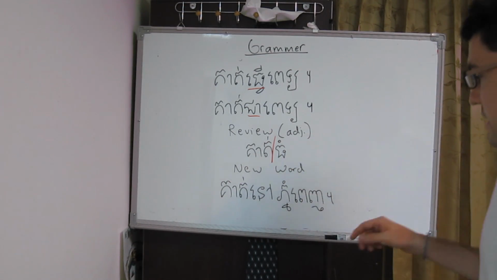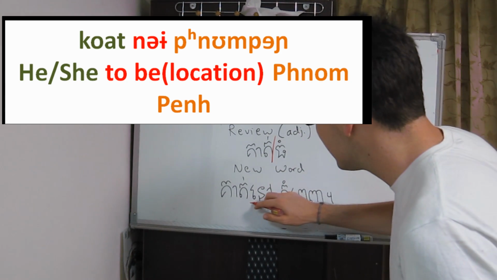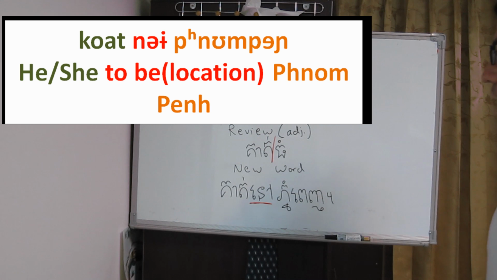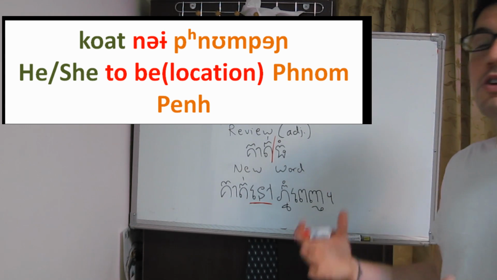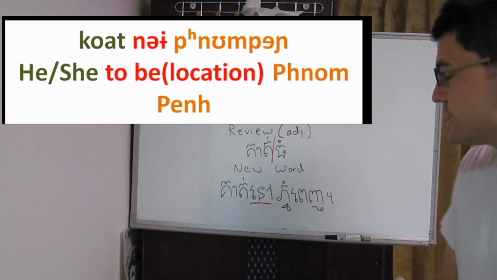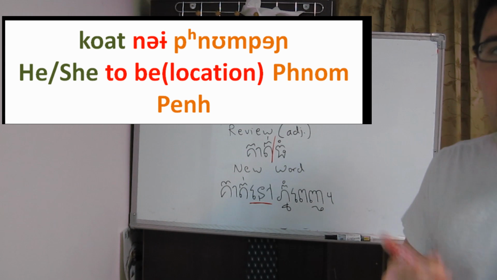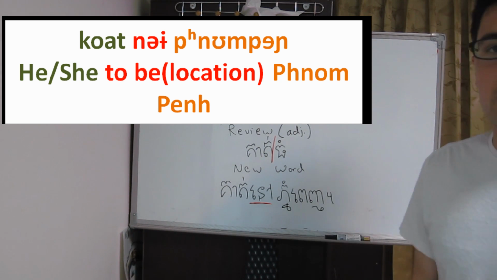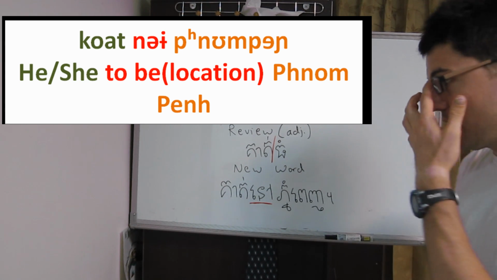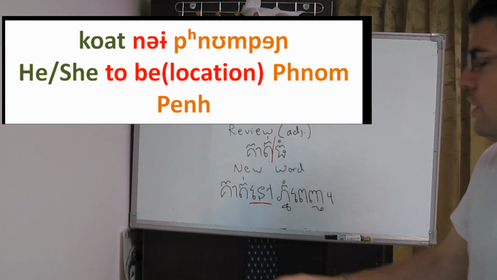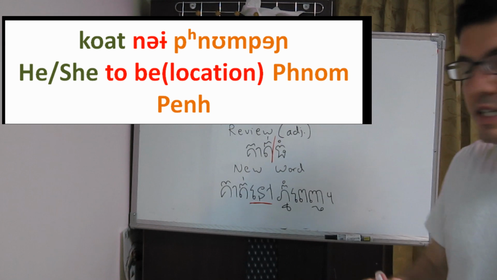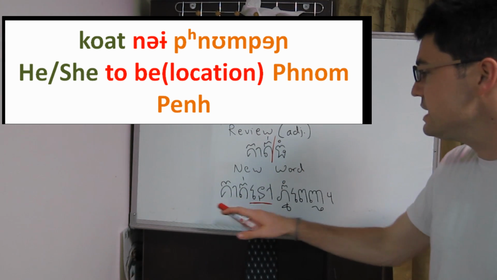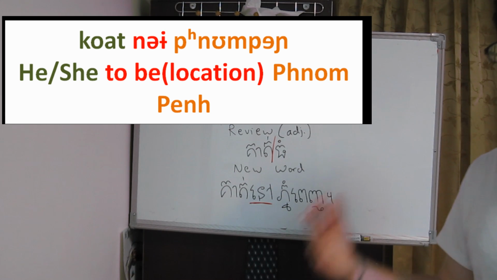Our new word for the day is this one right here, which is very, very important. Nov, which just means is, the to be verb for location. For location. I am in China. I'm in Taiwan. I'm in America. I am in India. He is in the store. She is in the bathroom. Alright, so here I have guat, which is the same, he or she, third person. Nov Phnom Penh. So he or she is in Phnom Penh, the capital of Cambodia.